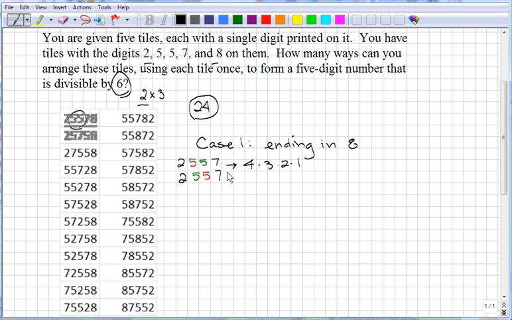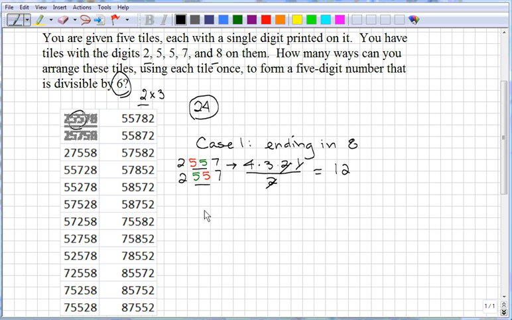All right, because the permutation assumes that all of these numbers are different. Okay, but they're not. These 5s are really the same thing. So for every set of 4 numbers that we choose, we're going to get 2 permutations. Okay, but those 2 are really the same. So what we have to do is divide that by 2. And if we do that, let's just cancel all this stuff out here. We'll get 12. Okay, and that's just the case for the numbers ending in 8.